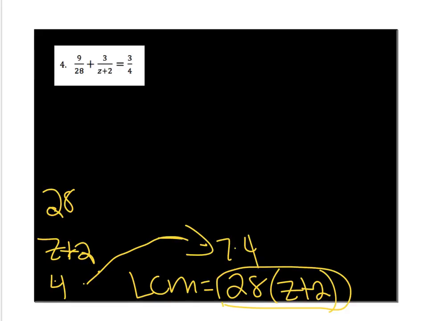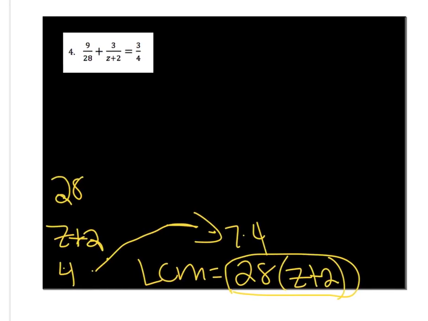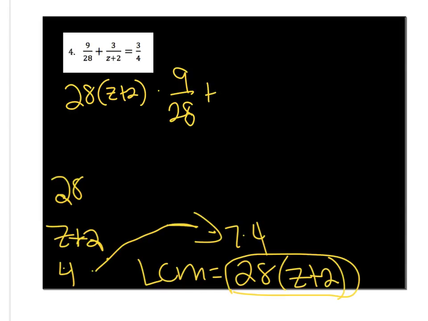Now, what does that look like in terms of the problem? Well, I'm going to multiply everything times both of those things. So I'm going to take 28(z plus 2) times 9 over 28, plus 28 times (z plus 2) times 3 over (z plus 2).